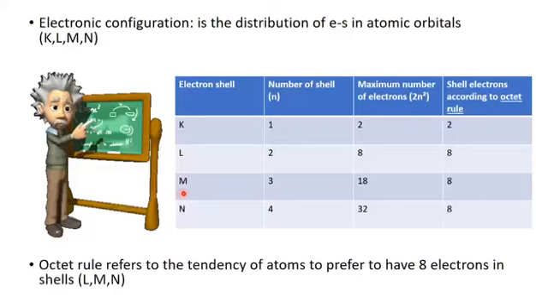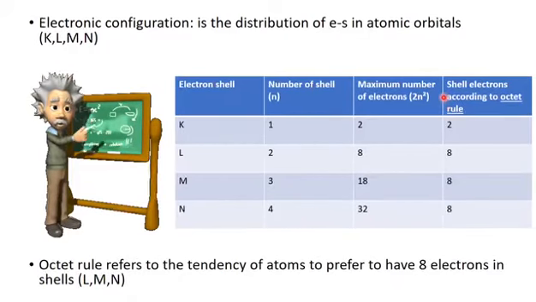Our third shell is M. Its number of shell is 3, and according to the formula 3² is 9 times 2 is 18. Our last shell is N. Its number is 4, and according to the formula 4² is 16 times 2 is 32.